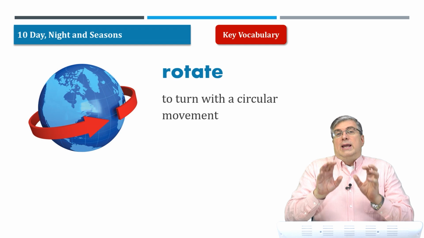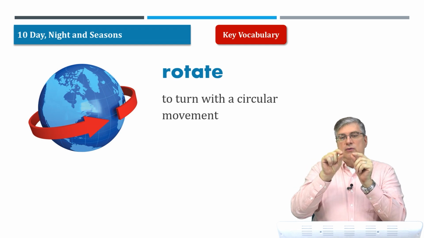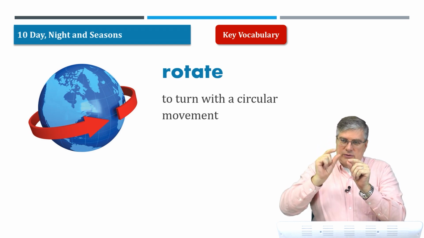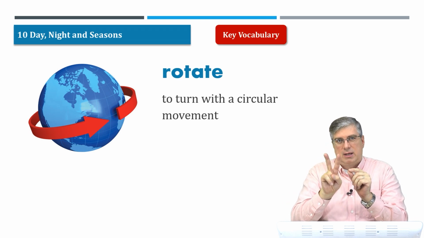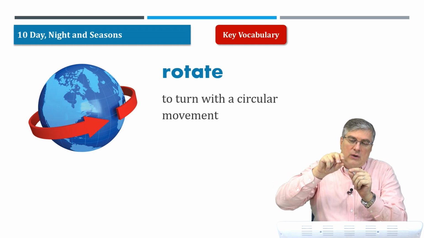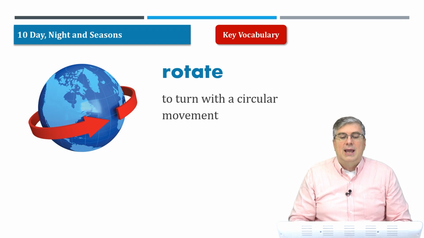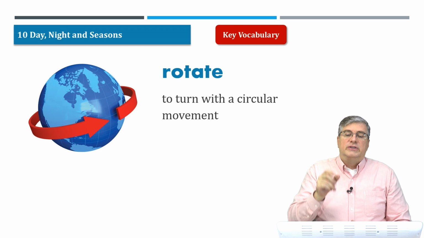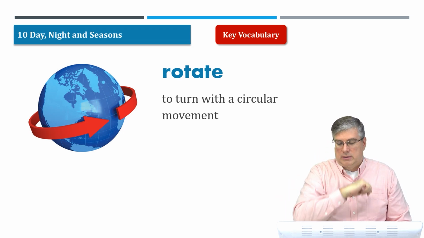Rotate. So the Earth is doing really two main motions, right? The Earth is moving in an orbit, but at the same time, it's also turning on its axis. So there are two important motions to think about here, right? The Earth is moving this way, but as it moves, it's also spinning, right? That's interesting, okay? So that spinning motion, we say it is rotating. So to turn with a circular movement. And why is that important? Let's talk about that.